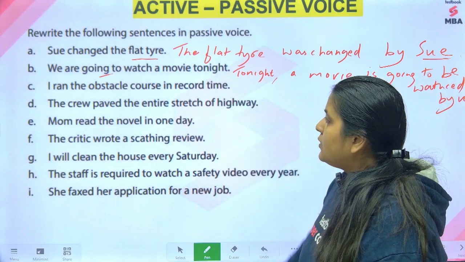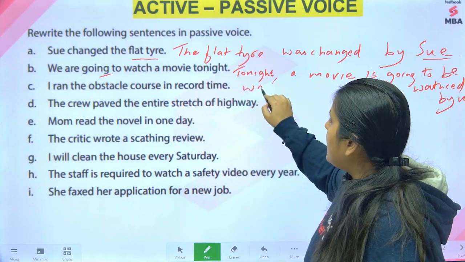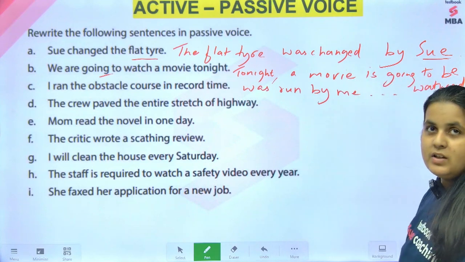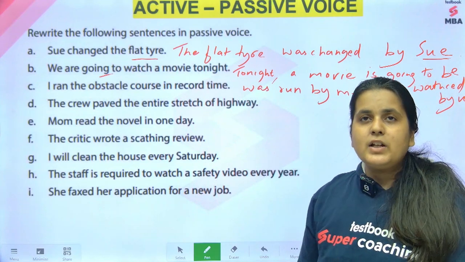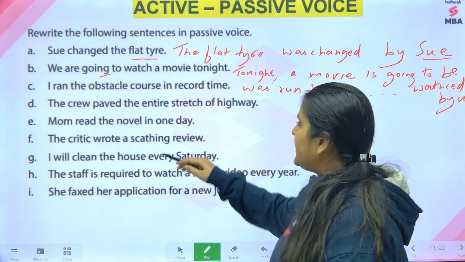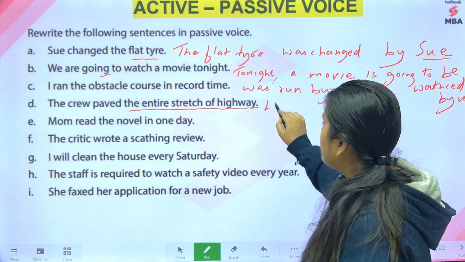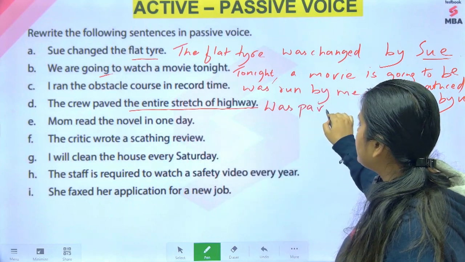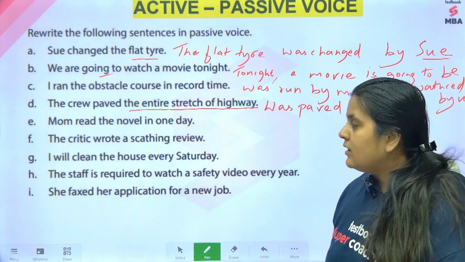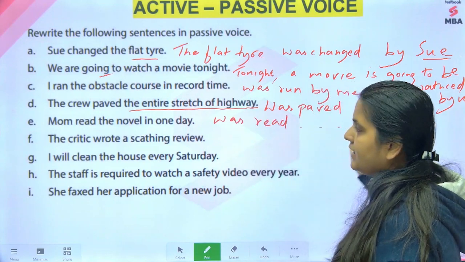I ran the obstacle course in record time. Okay, the obstacle course was run by me in record time. Ran is simple past, so इसका passive form होगा was run. The crew paved the entire stretch of the highway. The entire stretch of the highway, again simple past में है, so the entire stretch of the highway was paved by the crew. Mom read the novel in one day. The novel was read by mom in one day.